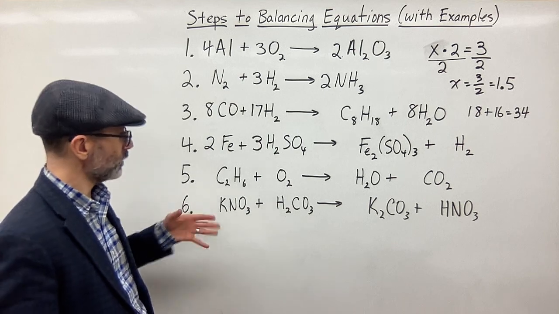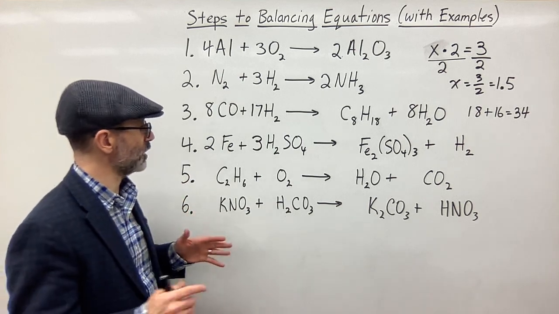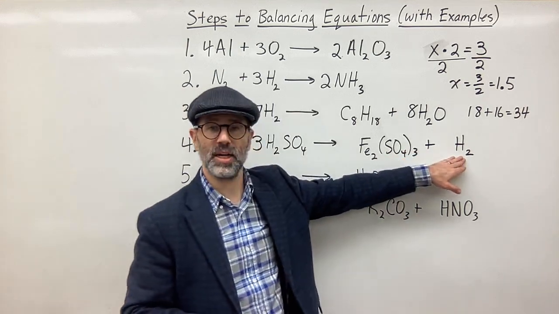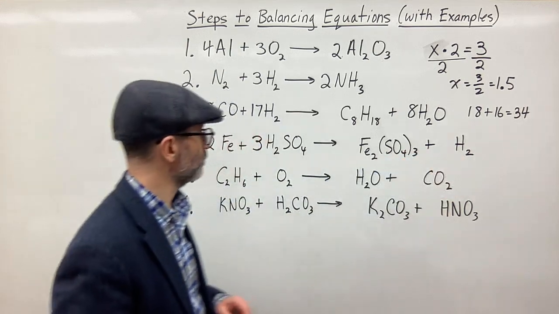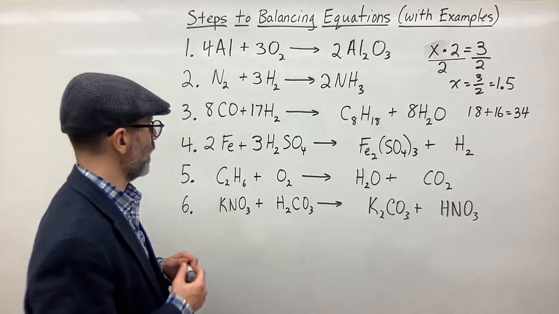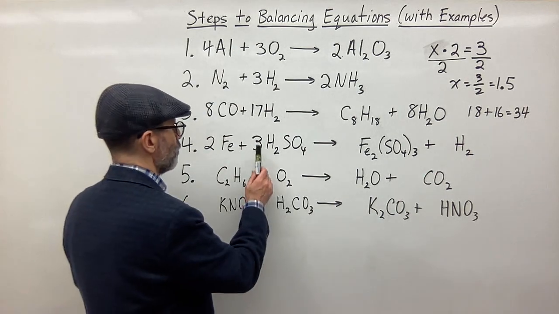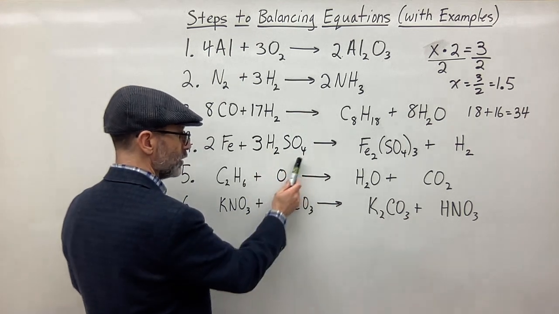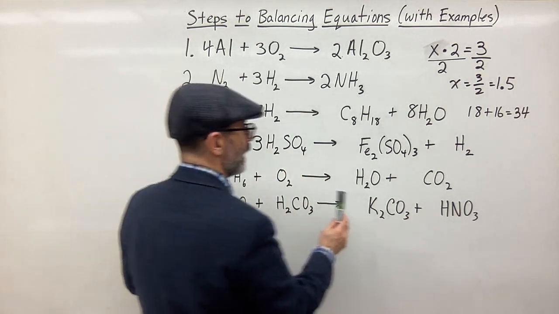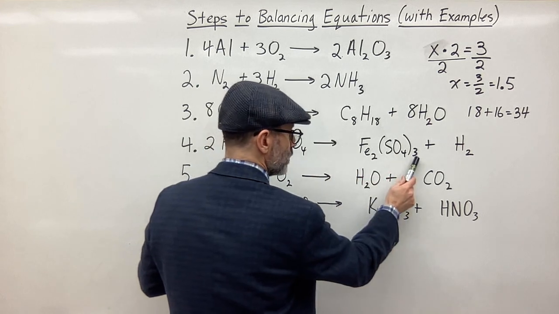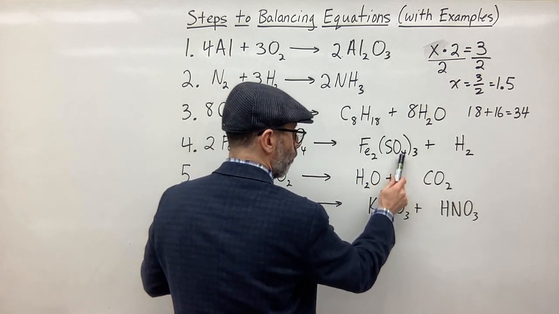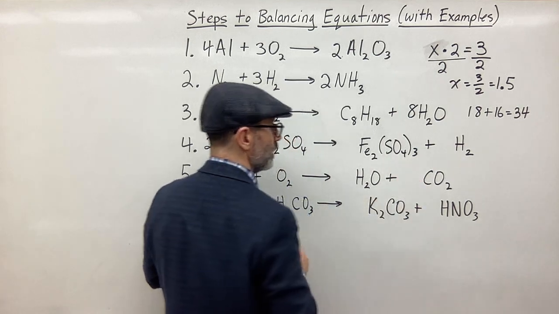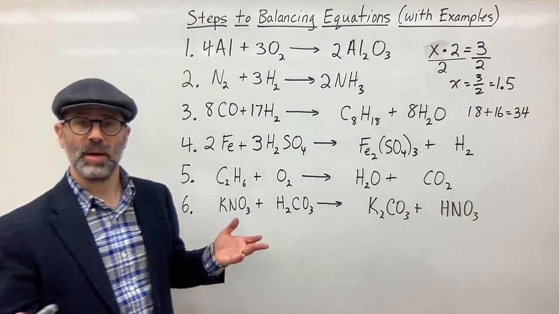Okay. Now all I have left is oxygen and hydrogen. And we're going to save hydrogen for last because that is an element by itself. So we're going to do oxygen next. So here I have 3 times 4 is 12. I have 12 oxygens on this side. And here I have 1 times 3 is 3. 3 times 4 is 12. So I have 12 on this side. So my oxygens are already balanced.